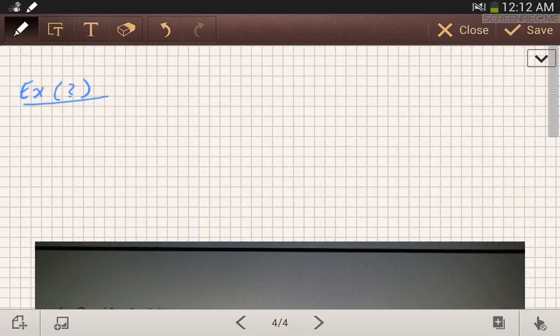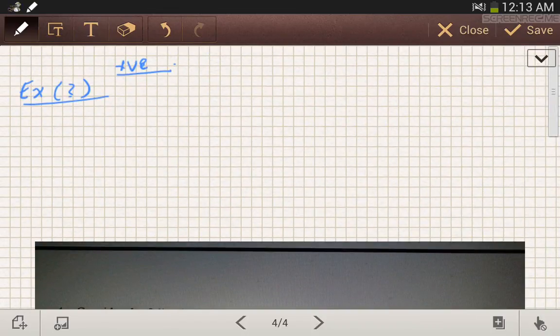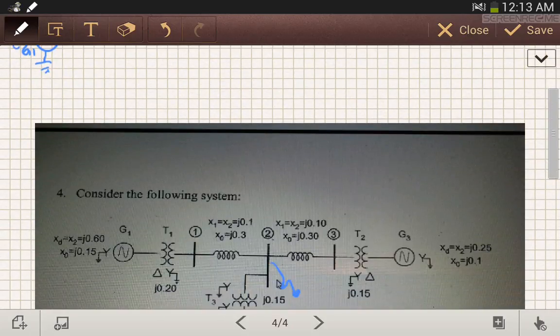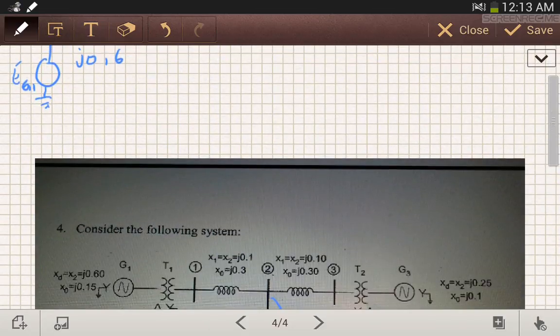Assume the prefault voltage is 1 per unit. First we need to find the positive sequence network, the reactance diagram. Let's take a look at this one. We have generator number 1, here is EG1, and its reactance is J0.6. Then the transformer reactance is J0.2. Then the transmission line is 0.1.